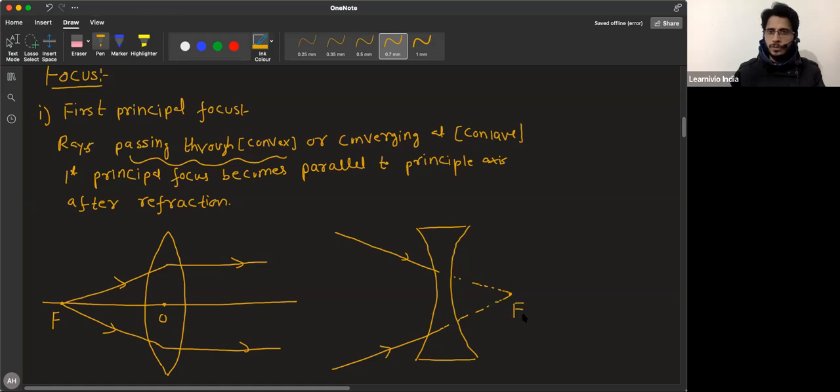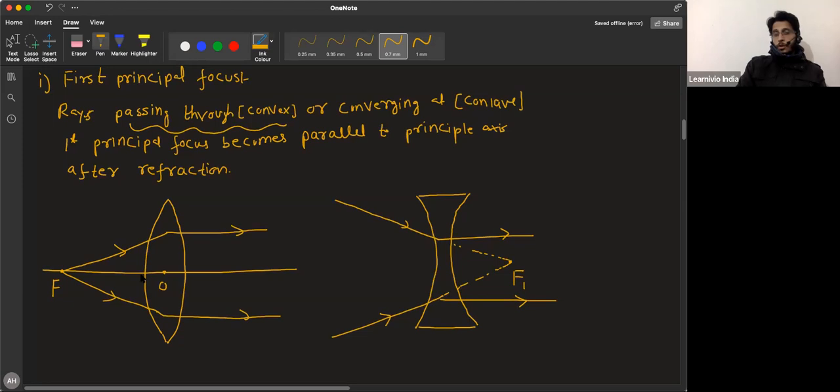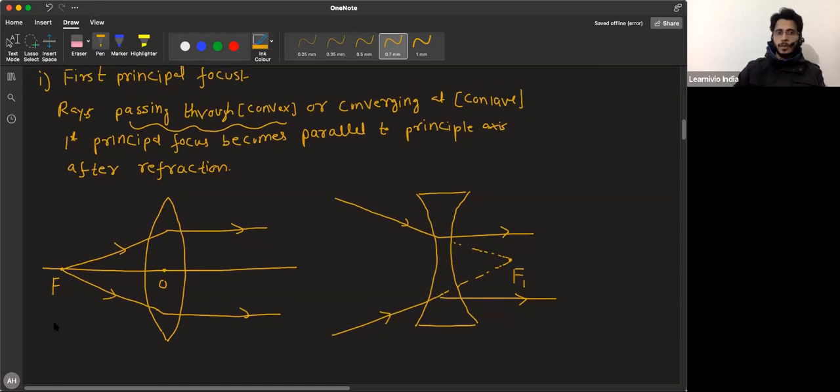This is the first principal focus. After refraction, these rays will become parallel to the principal axis. So if you take converging rays and converge them at a point which is the first principal focus, then after refraction, the rays will become parallel to the principal axis. For a convex lens, it is a real point. If rays are passing through this first principal focus, then after refraction through the lens, they will become parallel to the principal axis.